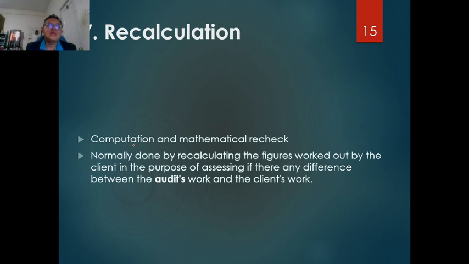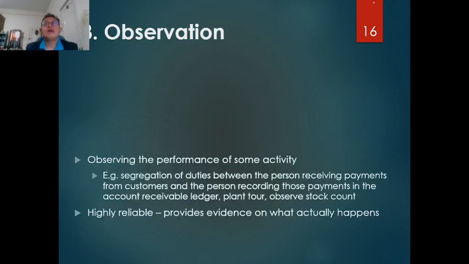Recalculation is a computation and mathematical recheck. So casting, rechecking, and recounting are all done through recalculation. This is normally done by recalculating the figures worked out by the client, for the purpose of assessing whether there is any difference between audit work and client work. So you may compare your calculation with your client's calculation, and you can use the recalculation results as audit evidence.